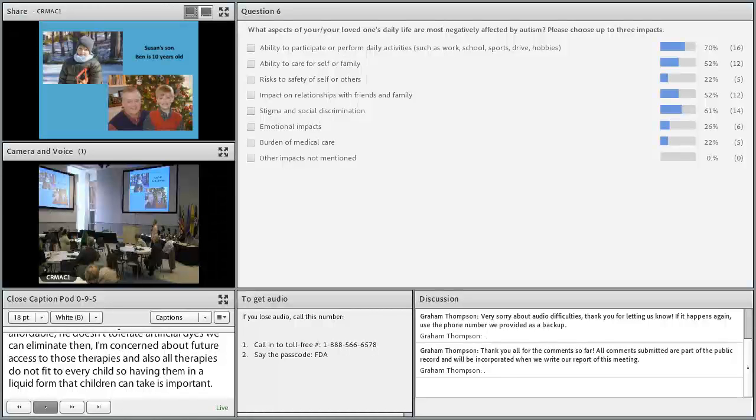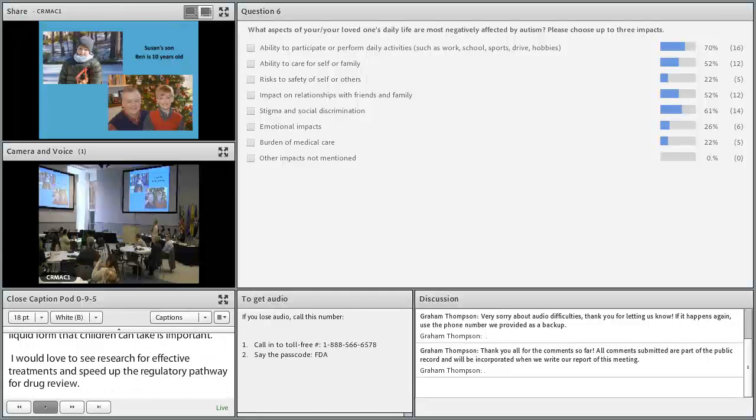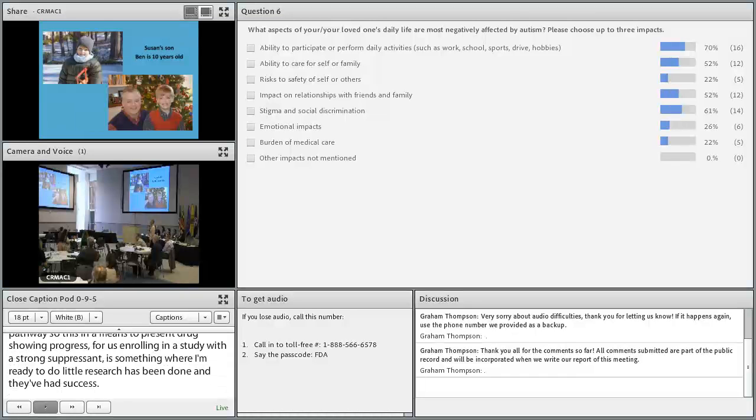review. Our Chun has a PTEN gene mutation, which affects his mTOR pathway. So we know that there's an immune suppressant drug showing progress in treating this pathway in mice. For us, enrolling in a study with a strong immune suppressant with serious risk is something we're not ready to do until the research has been done and they've had success. We don't want to do anything that could cause long-term harm for him.